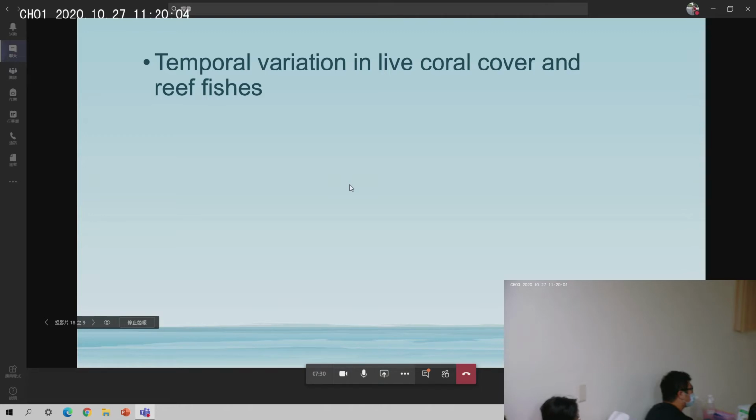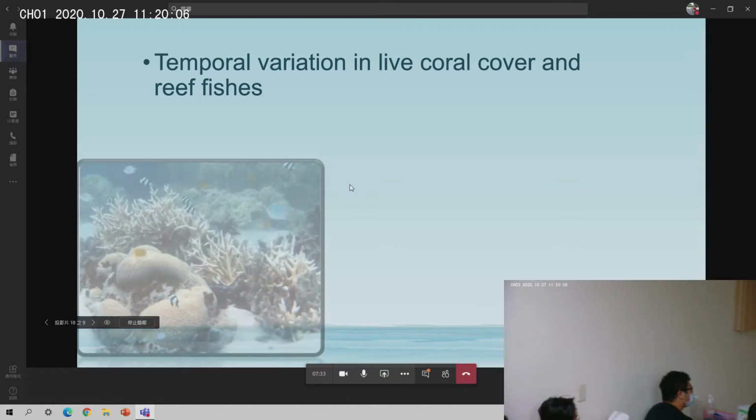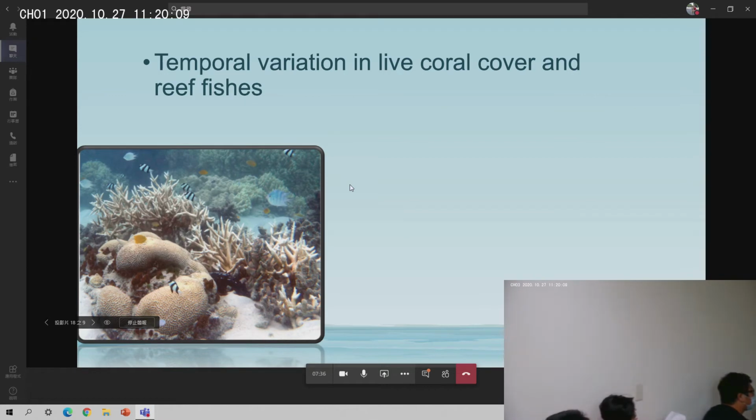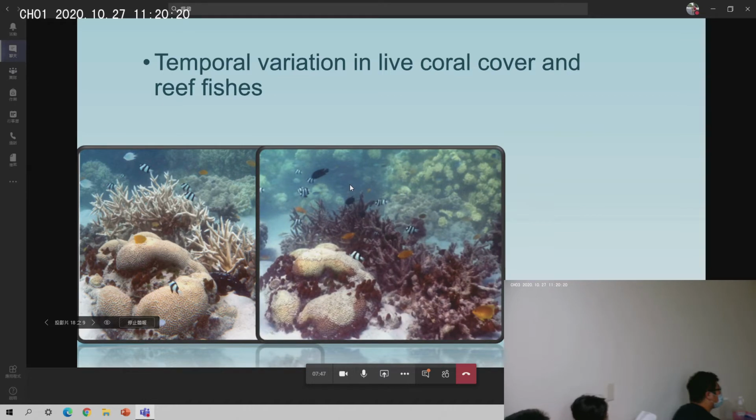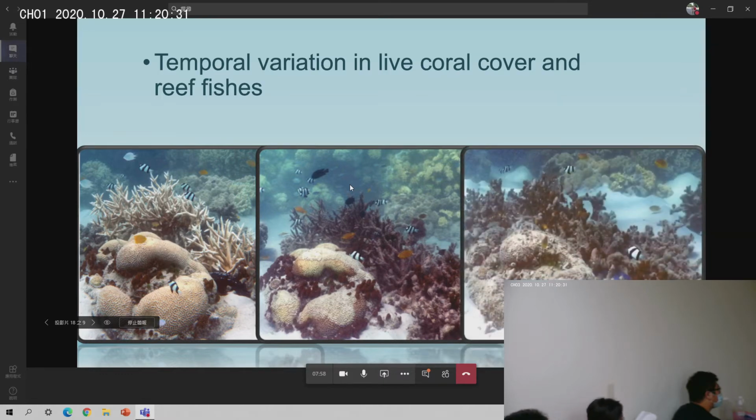Temporal variation in leaf coral cover and reef fish. In the first picture, we can see the coral is colorful and bright, and has many fish on it. In the second, compared to the previous one, the coral is darker and has no complexity. And in the third, we can see that the coral is almost dead. But interestingly, it still has fish surrounding it.